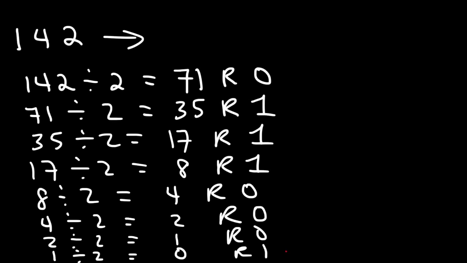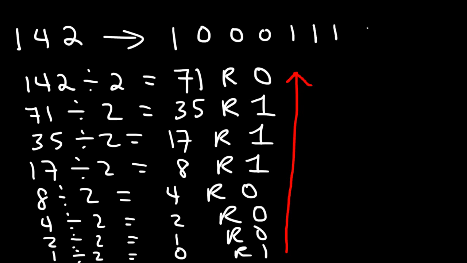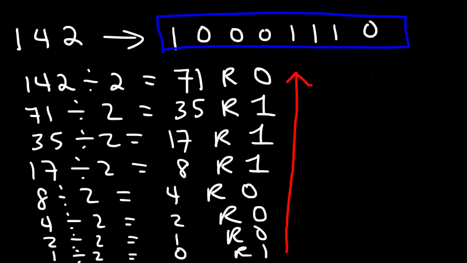So we're going to read it from the most significant bit to the least significant bit, from the bottom to the top. So it's going to be 1, 0, 0, 0, 1, 1, 1, 0. If you rewind the video, you'll see that we had this answer. Now let's work on the last example.